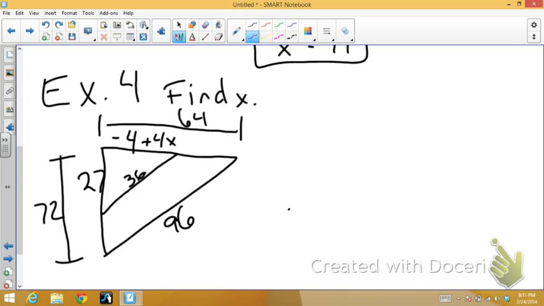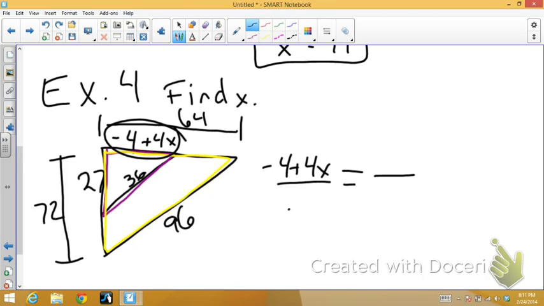So again, we have to imagine our inside triangle and our outside triangle. I draw it in color because it's a little easier to see. So we must pick our x values to be part of our proportion. We know we're going to have two fractions. We must pick the -4 plus 4x.